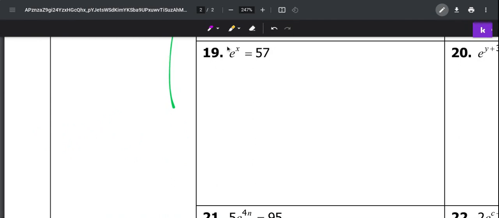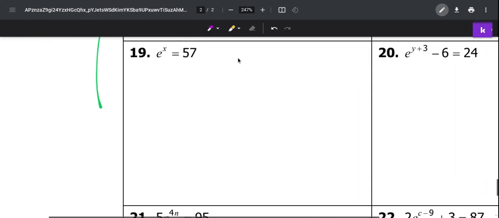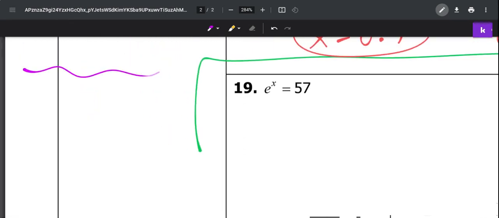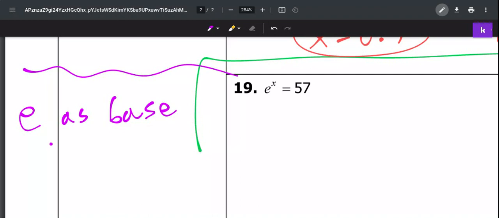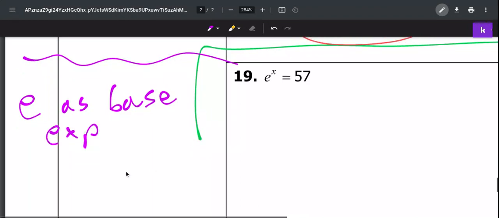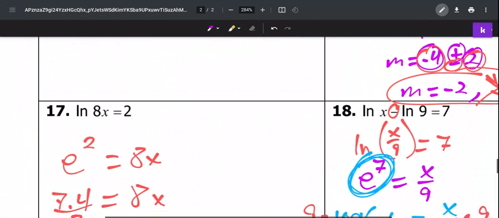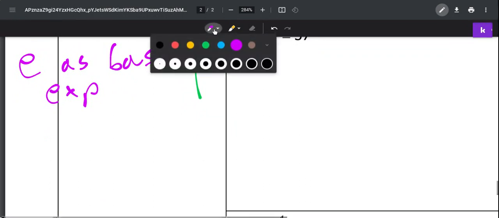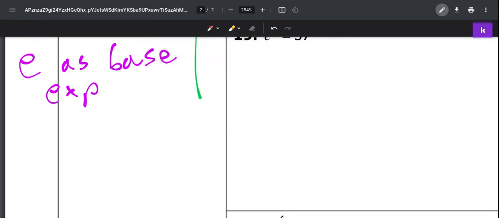Now, what we have here in number 19 is an exponential equation, except now our equation has e for the base of our exponent. If you have e as the base of the exponent, here's what you're going to do. You're going to handle this just like a type 2, except it's already in exponential form. Step 1 is going to be to condense and isolate the logarithm, or the base.